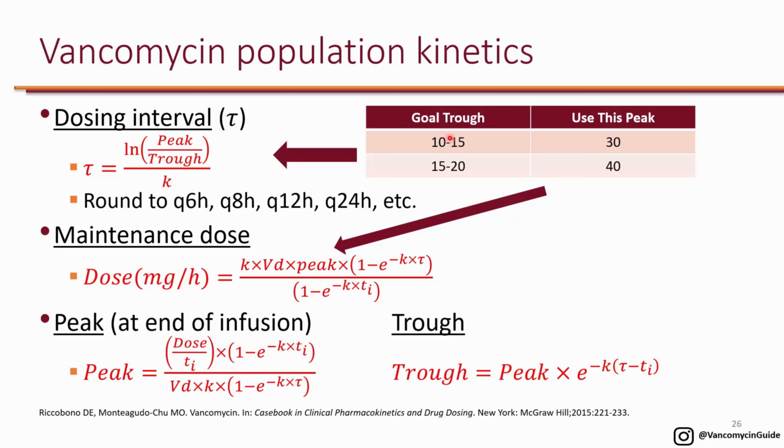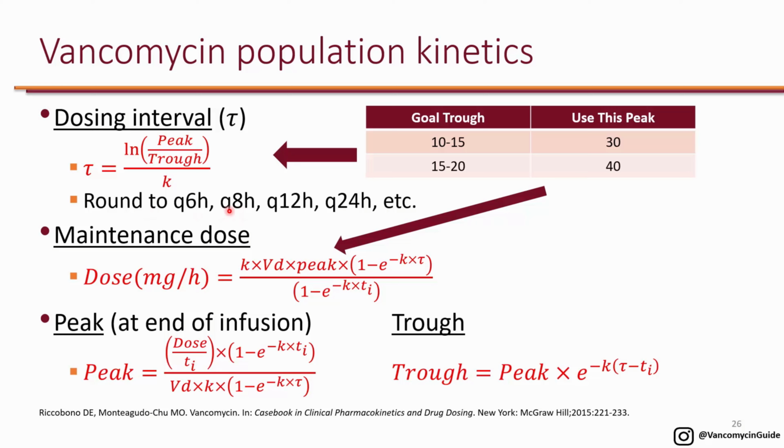And then for the peak, if you have the lower target trough, you can choose 30 and put it in here. And then if your target trough is 15 to 20, you can choose 40 and put it here. And it really doesn't matter what you pick for the peak. It's just to give you a more realistic tau number. And so once you calculate tau, you want to round it to something that's clinically meaningful.